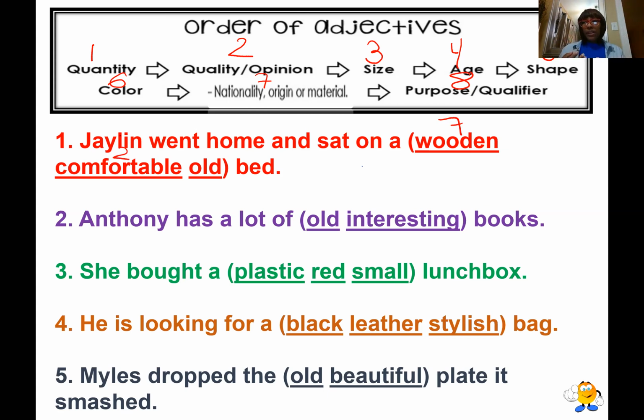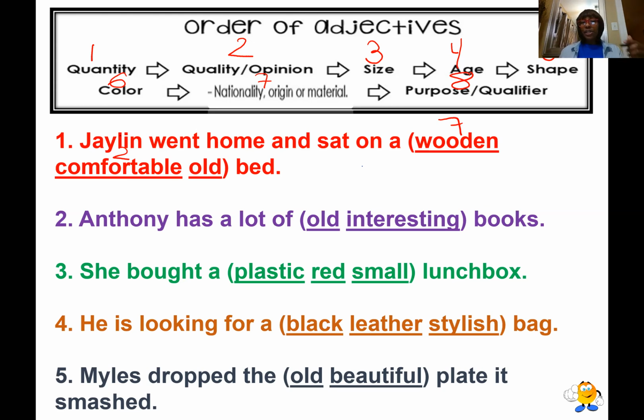Opinions are any words that you could debate, any words that someone else may say, no, I don't think that it is comfortable. I don't think that it is soft. I don't think that it is hard or stern. Anything that could be argued would be considered an opinion. Opinions are basically your feelings, right?